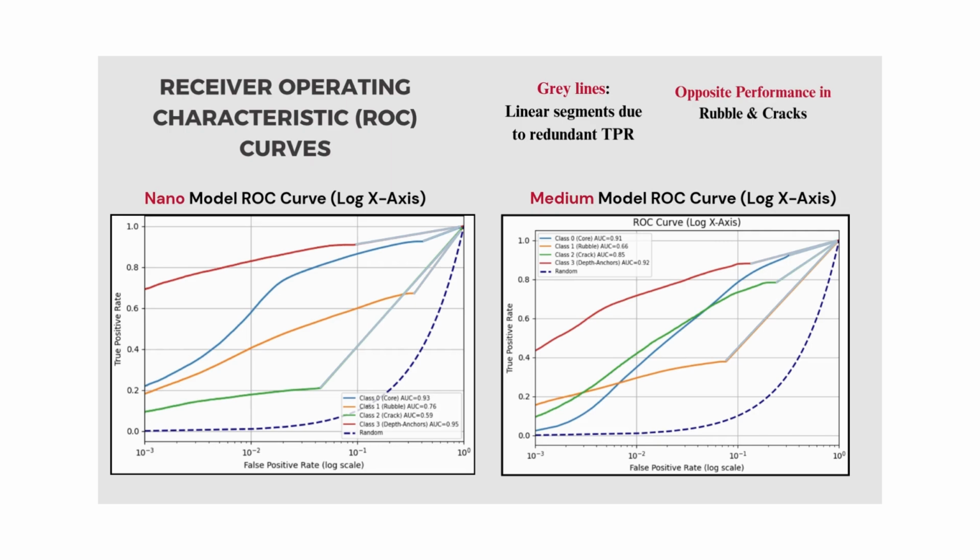When taking a close look, we see that there is an anomaly where the plot would be varying and curving, and then hit a point where it turns linear. And when taking a closer look, we found that it was because of redundant TPR, and the TPR values would only vary when the confidence threshold would reach extremes closer to 1, so 0.85 and above. These ROC curves are consistent with what the confusion matrices told us, where the alternating performance is within rubble and cracks for the two different models.